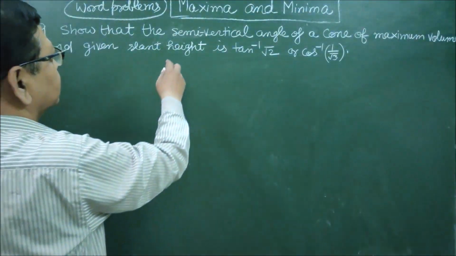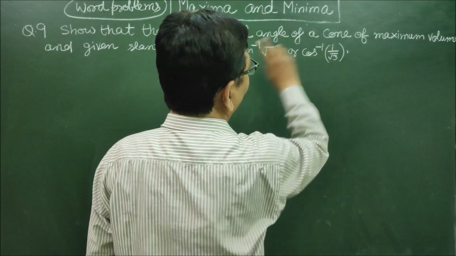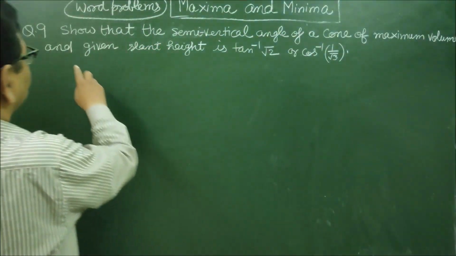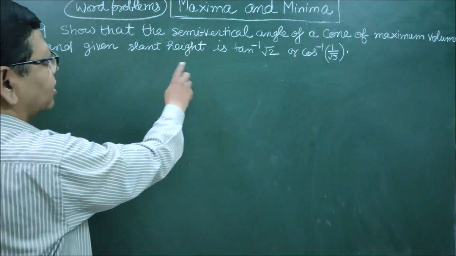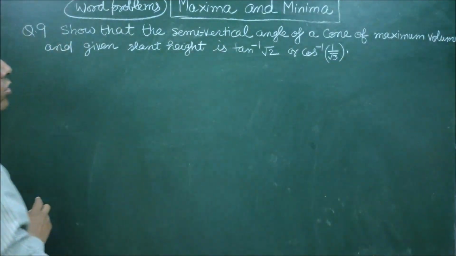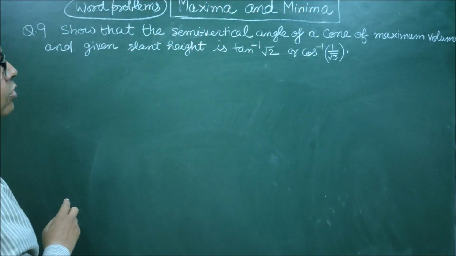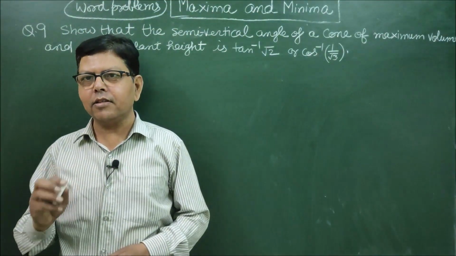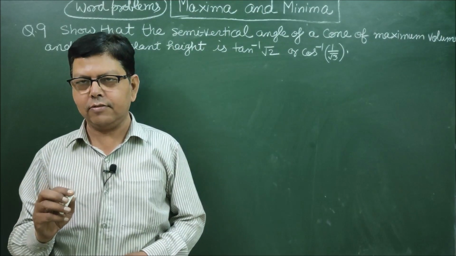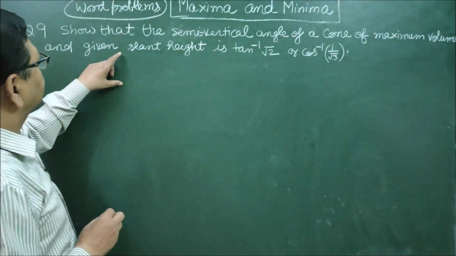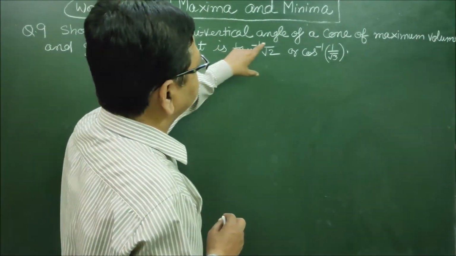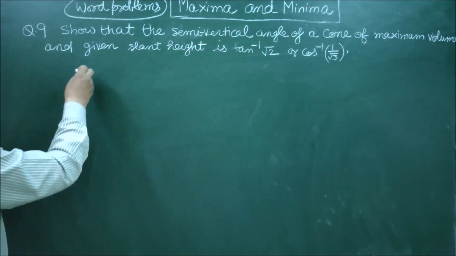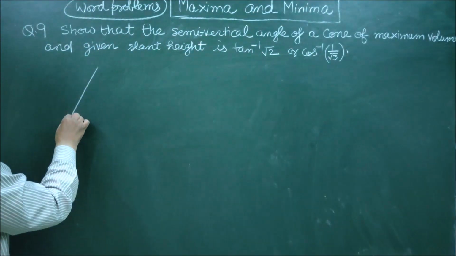Show that the semi-vertical angle of a cone of maximum volume and given slant height is tan inverse root 2 or cos inverse root 2. Given means you will treat the slant height as a constant, and the volume is to be maximum. So let us make a cone here.